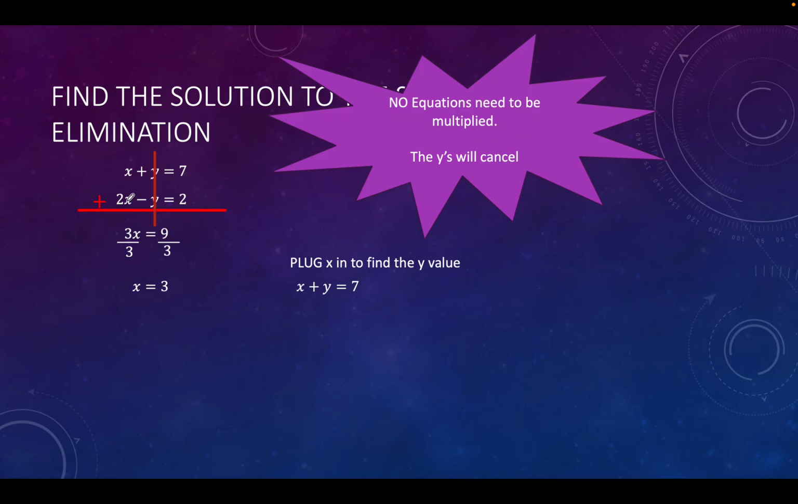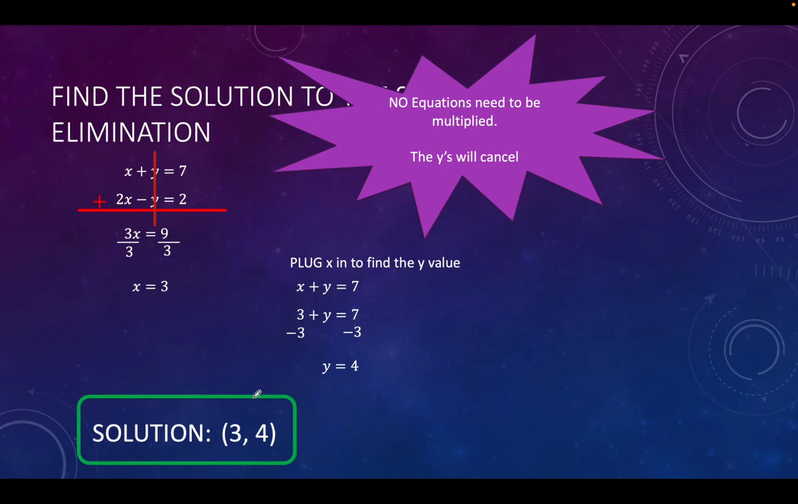We can choose the top equation or the bottom equation. I'm choosing the top equation. Put the 3 in for x, and we move the 3 over, and we get y equals 4. Our solution here, as we would write it, would be 3, 4. We'll use our ordered pairs, parentheses, to write that out.